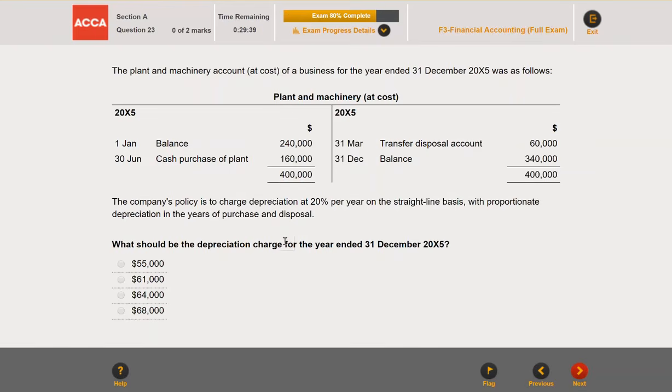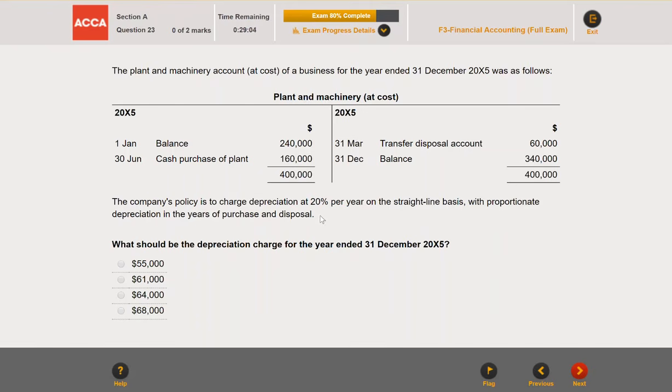What should be depreciation charge for year ended 31st December 2015? Plant and machinery accounted cost of a business for the year ended 31st December was as follows. So we have plant and machinery at cost. So we have opening balance and then purchase and then disposal and then the closing balance. The company's policy is to charge depreciation at 20% per year on straight line basis. So this question is where many students struggle, but actually it is very easy question. It can be answered in two ways.